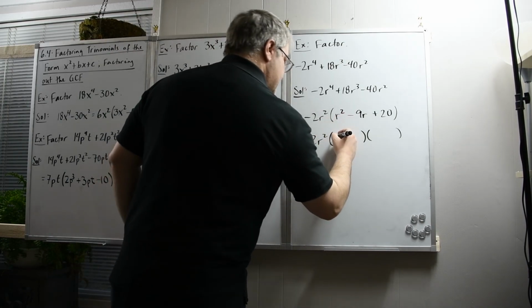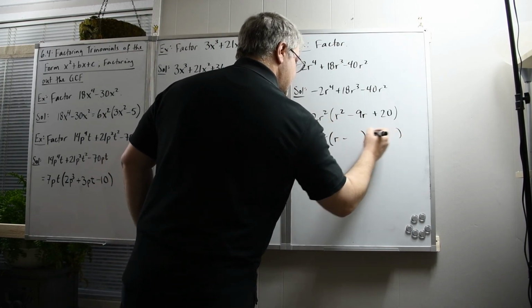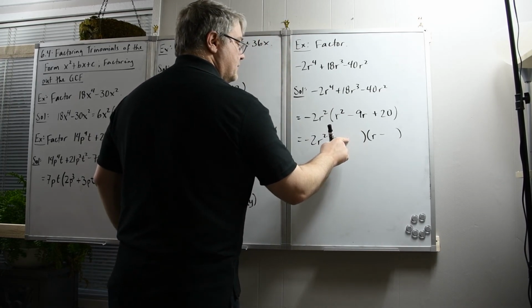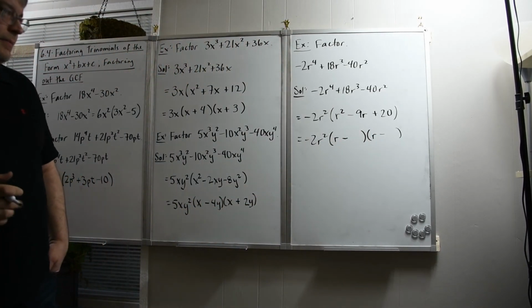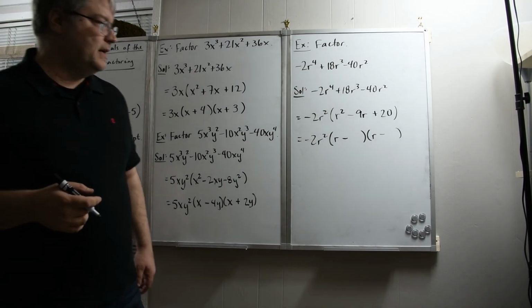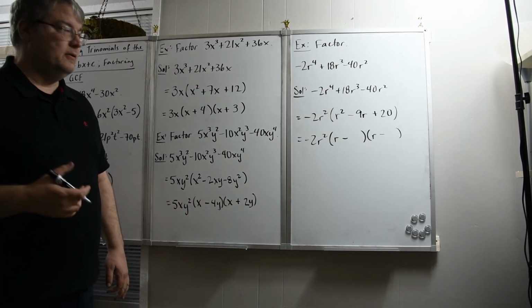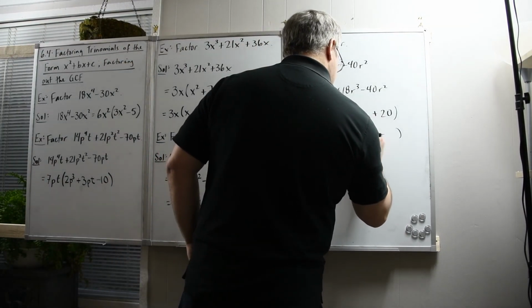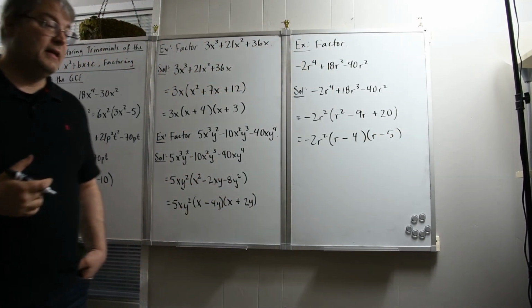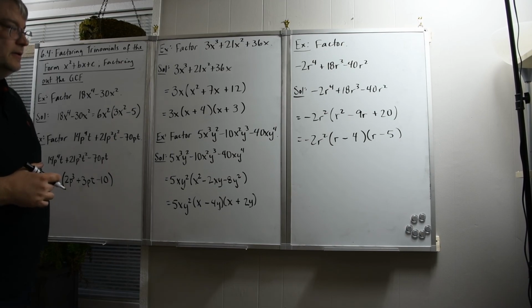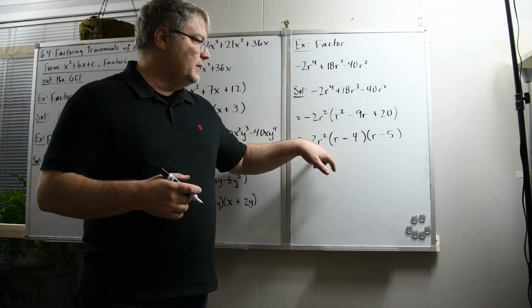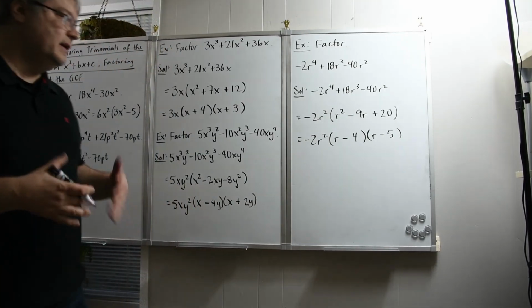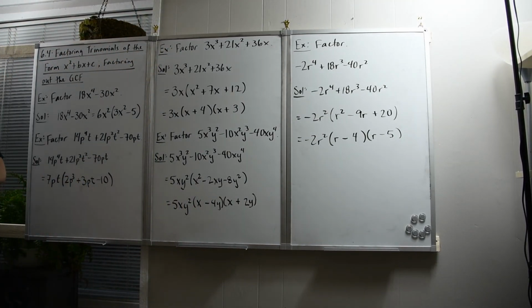Now the r squared is going to be generated by r times r, and as I just mentioned, we know both of these signs here are going to be negative. But we've got to come up with two numbers that multiply together to give 20 and that add together to give negative 9. So if you have negative 4 and you have negative 5, those two numbers do multiply together to give 20, and then they add together to give negative 9. So negative 2r squared times r minus 4 times r minus 5 is our factorization. And with that, section 6.4 is finished.